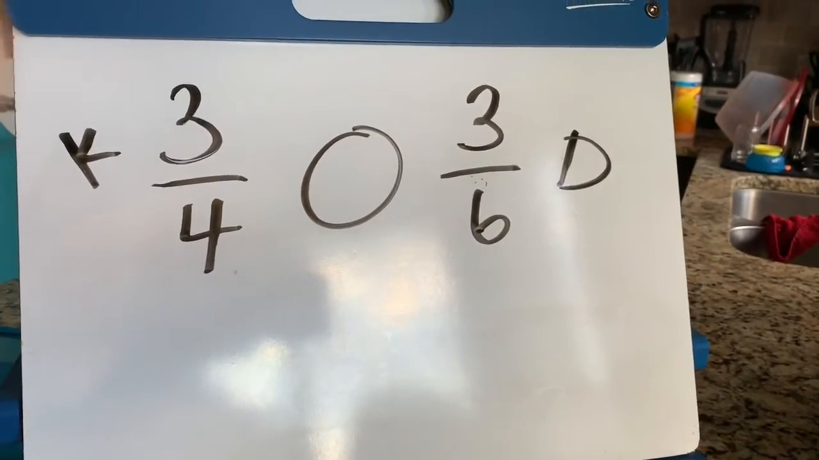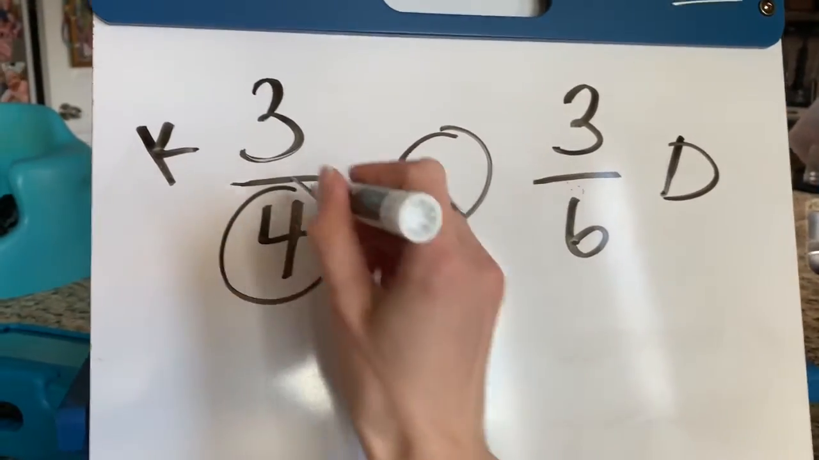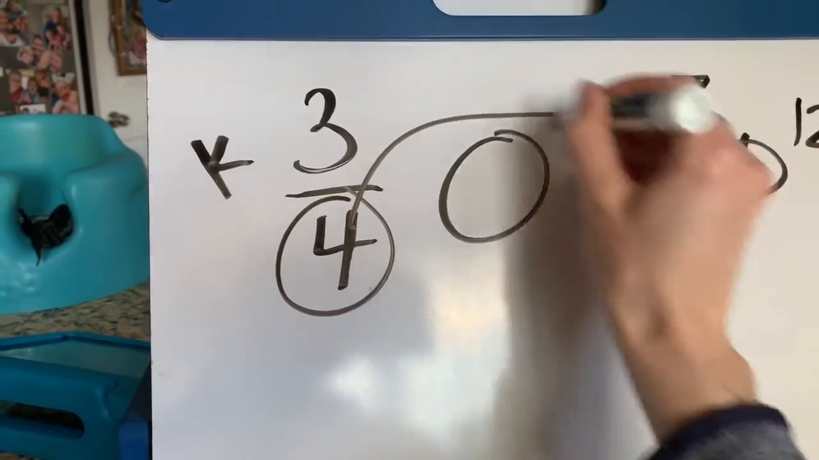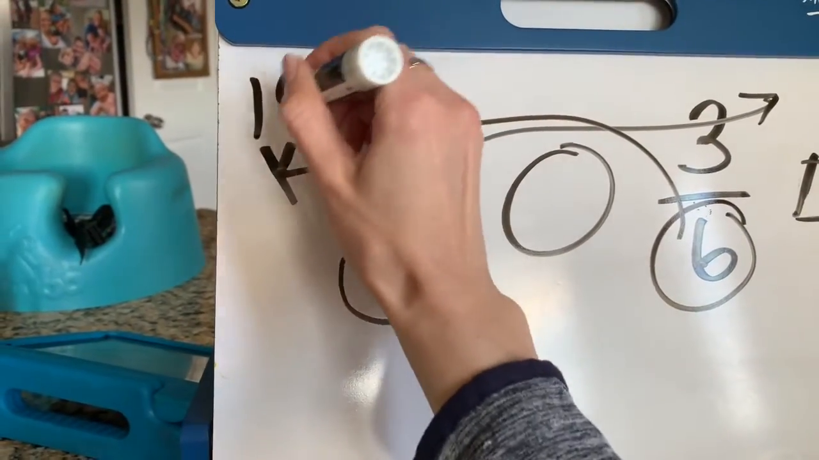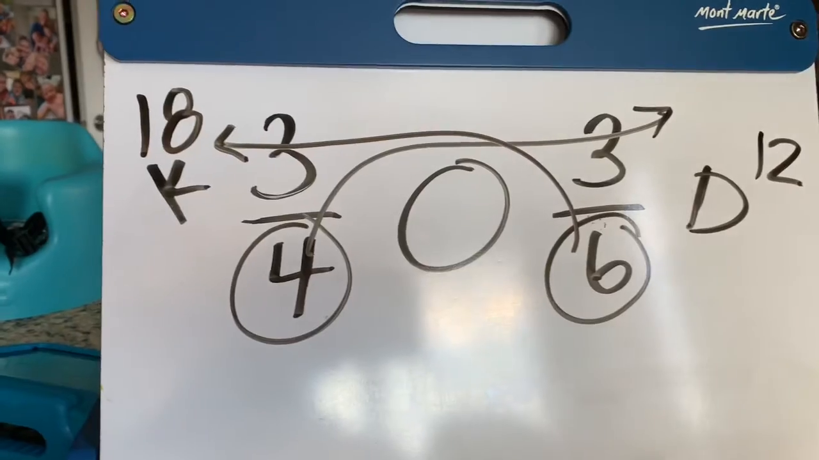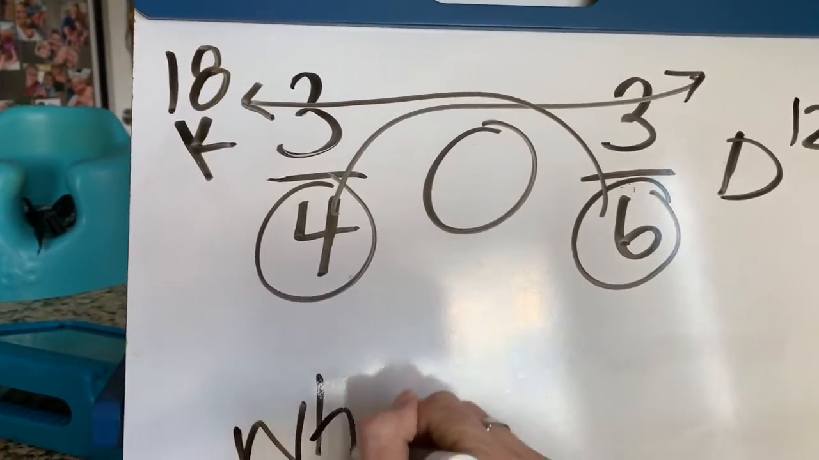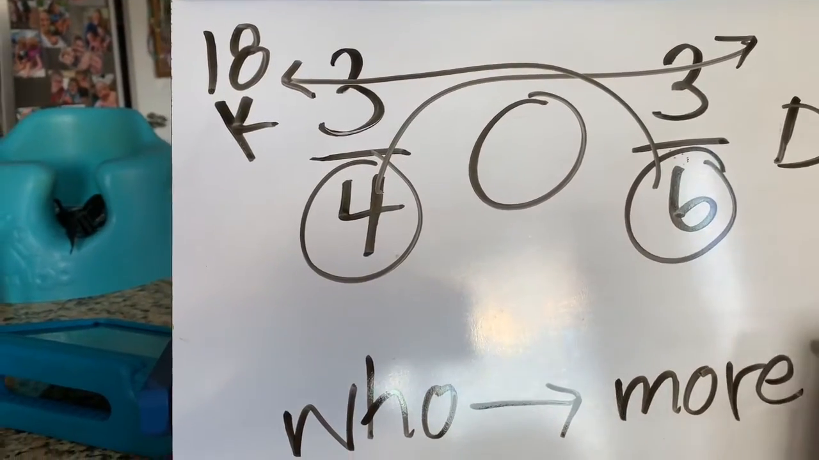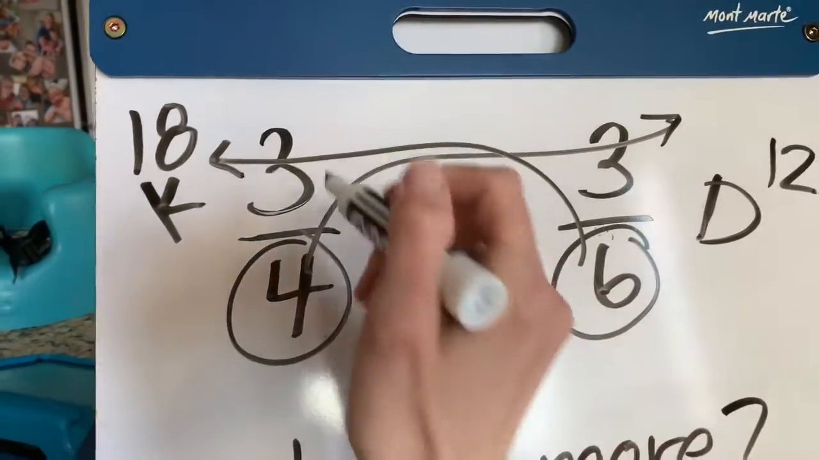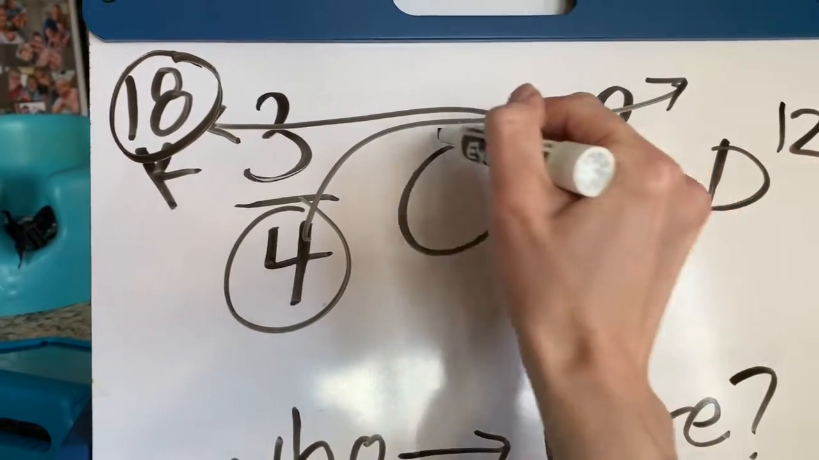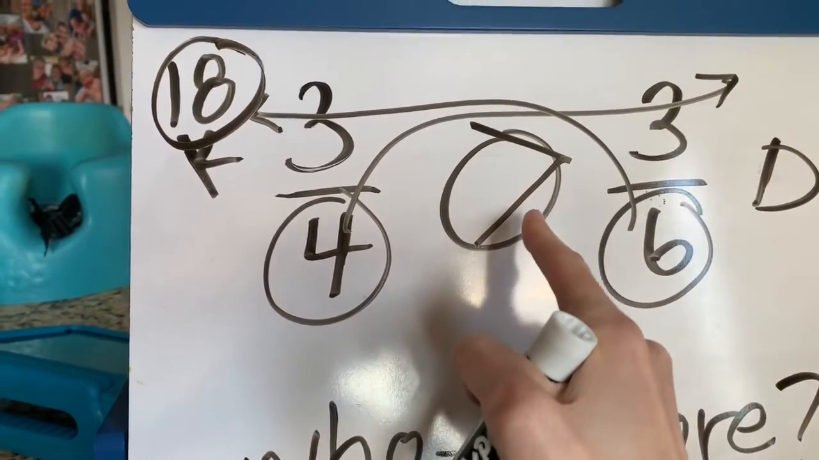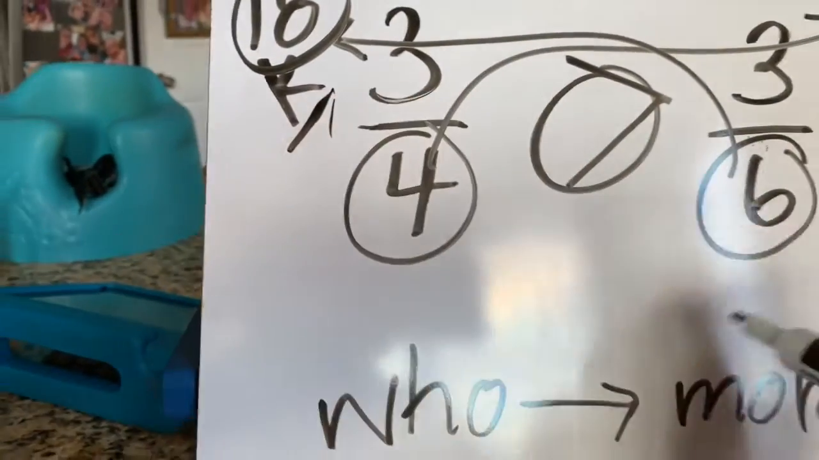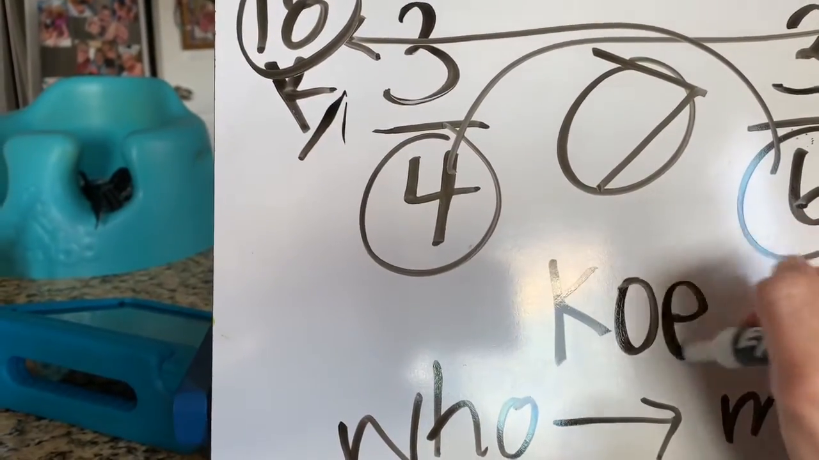Watch as we finish our crisscross multiplication. We know that 4 times 3 is equal to 12, and 6 times 3 is equal to 18. Now we ask ourselves, who ate more? And we see that 18 is bigger than 12, or greater than 12. The alligator always eats the bigger numbers, so we know that Cohen ate more.